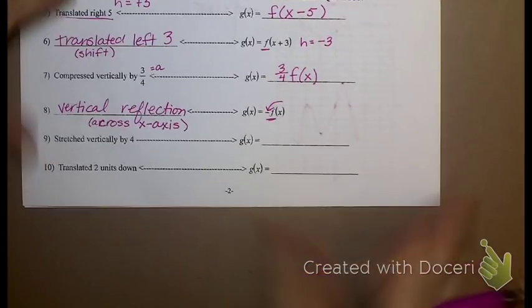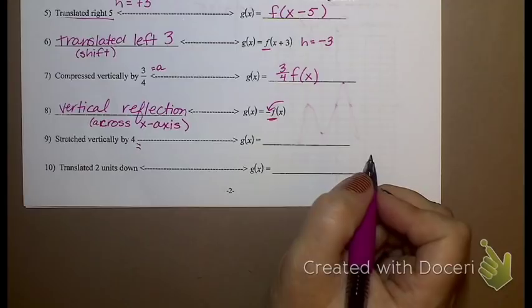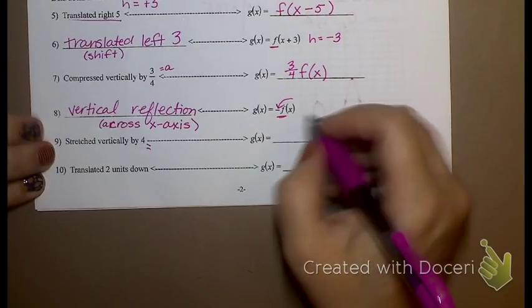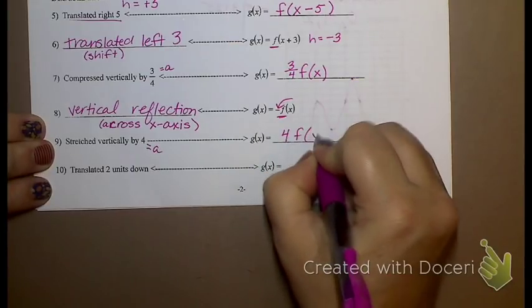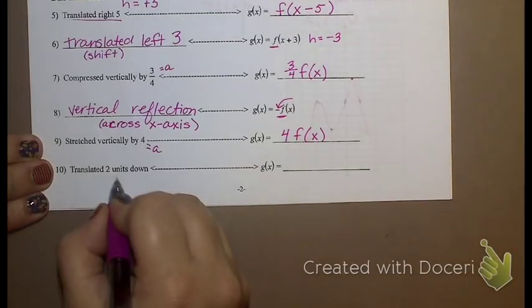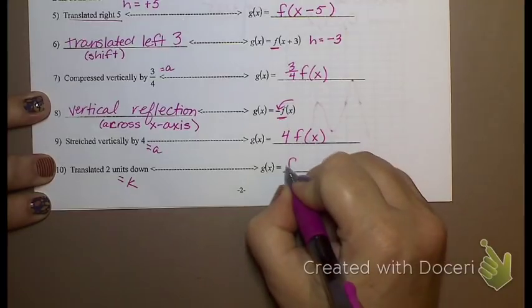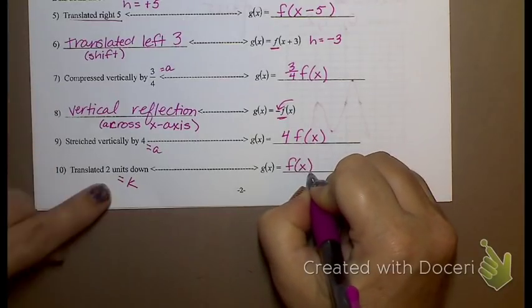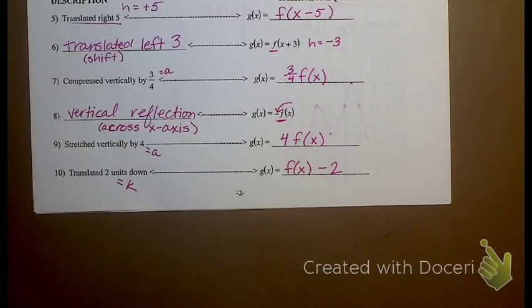All right, stretched vertically by 4. What does that mean 4 is? Is it an A, an H, or a K? That is an A value. So I have 4f of x. And then translated 2 units down, what is that? That is a K value. K does not go in the parentheses with the x. It goes after, and that's what it should look like. Okay? So?